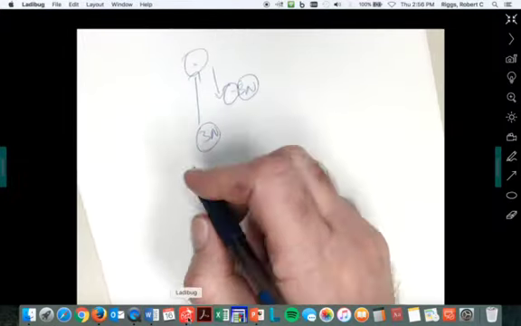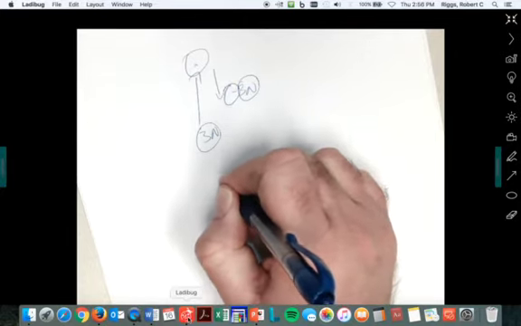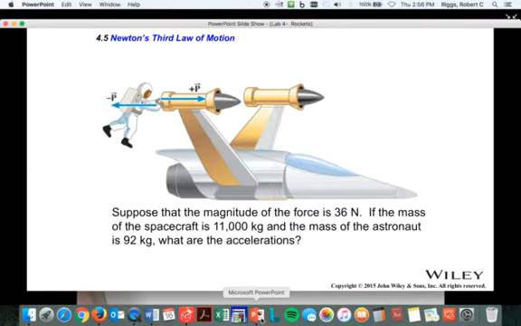First of all, we just look at the astronaut. Here's the astronaut. Let's call him A. He's a little point here. Going back to that slide, the force acting on him is negative P. He's pushing with positive P, and there's a force of negative P acting on him. Let's figure out what his acceleration will be. And he's 92 kilograms.